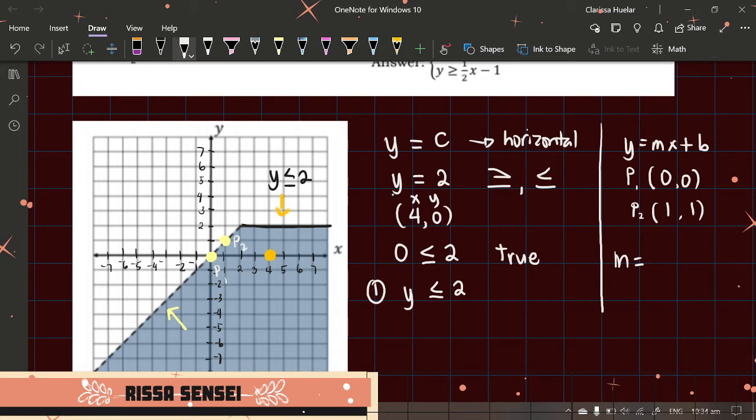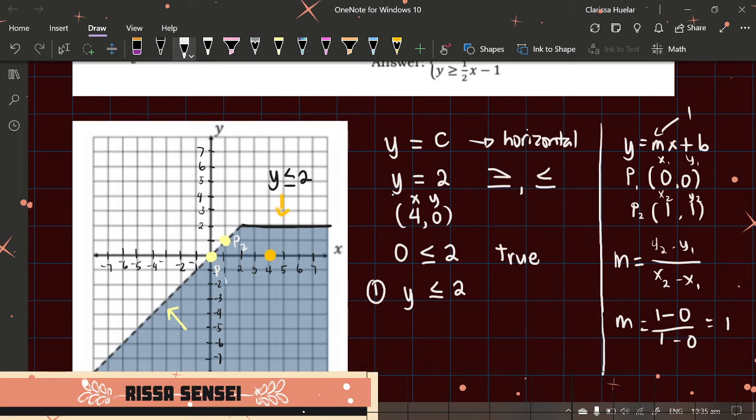And by solving it algebraically, y sub 2 minus y sub 1. Okay? Ito yung ating x sub 1, ito yung y sub 1, ito yung x sub 2, ito yung y sub 2. Replace lang natin. Y sub 2 is 1, y sub 1 is 0. X sub 2 is 1, x sub 1 is 0. So, 1 talaga yung slope. Diba? Meaning, ito ay 1.